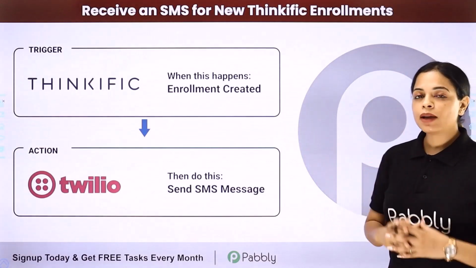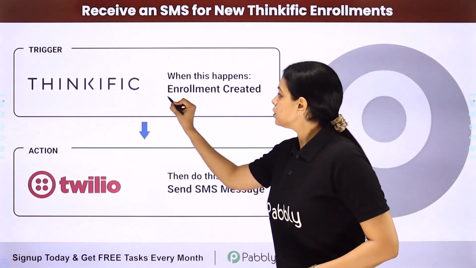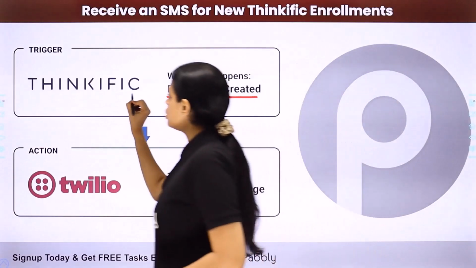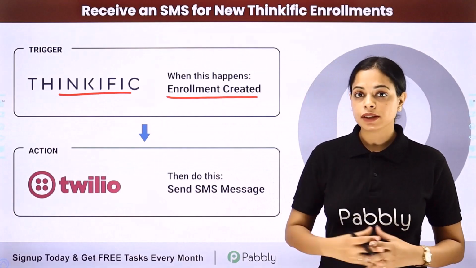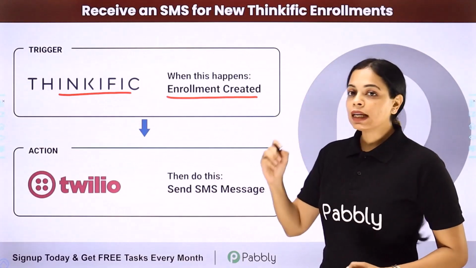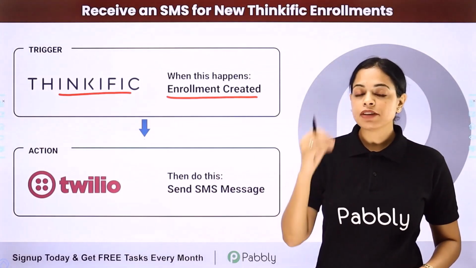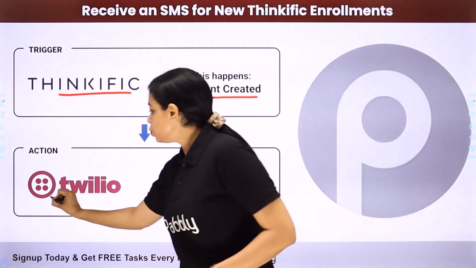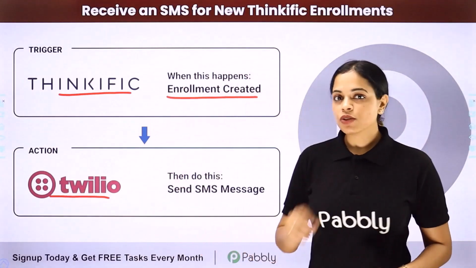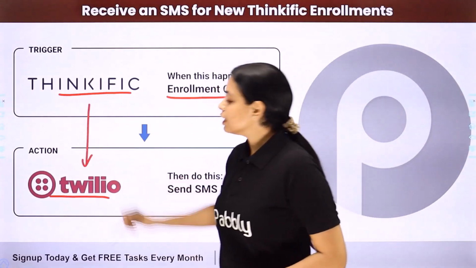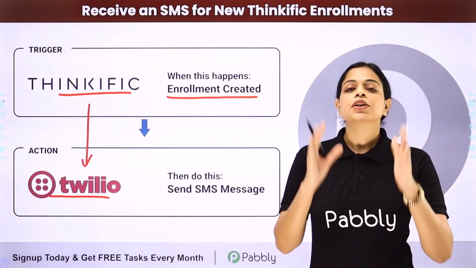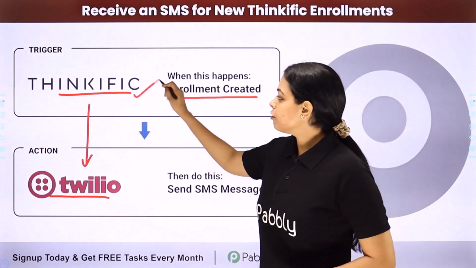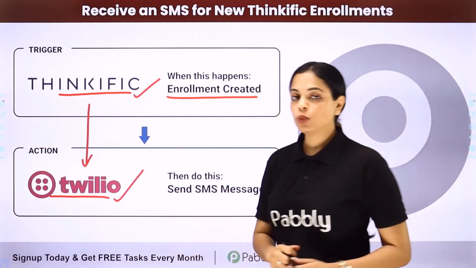In this video, we are going to understand how to receive an SMS for new Thinkific enrollments. So here my objective is that every time a user enrolls in Thinkific for a particular course. Now Thinkific is a platform where you can create online courses. So you want that an SMS should be received by the user through Twilio. How can that happen? For this, you will have to integrate the two applications, and the same thing can be done using Pabbly Connect software. So here, your trigger application will be Thinkific and your action application will be Twilio.